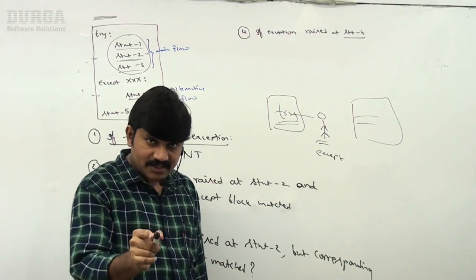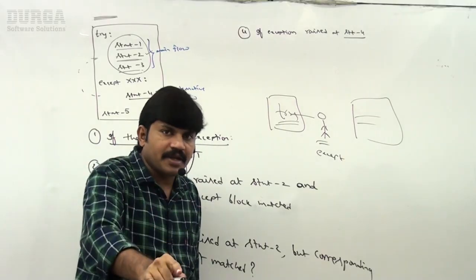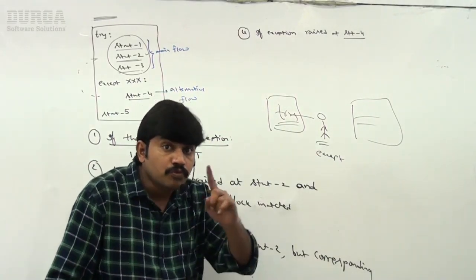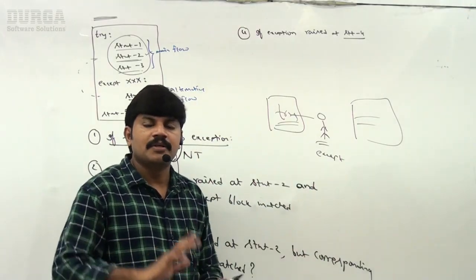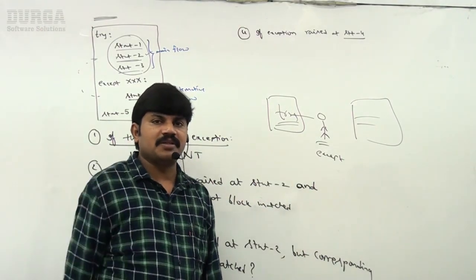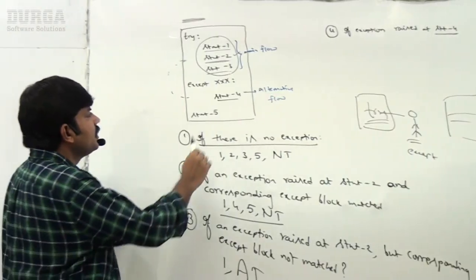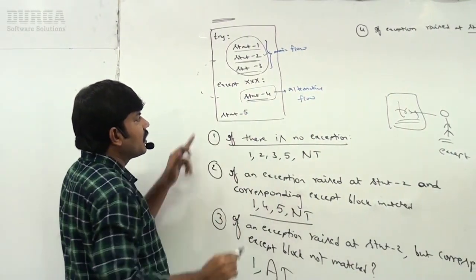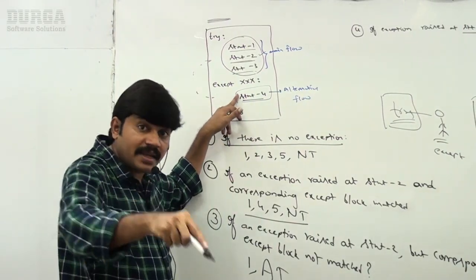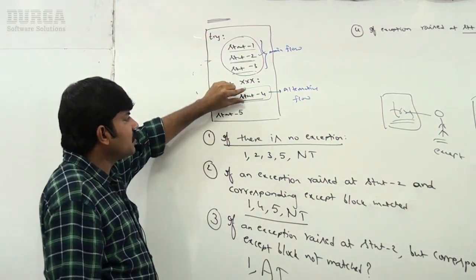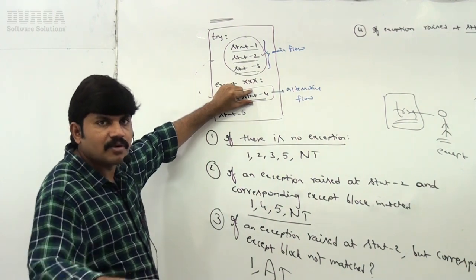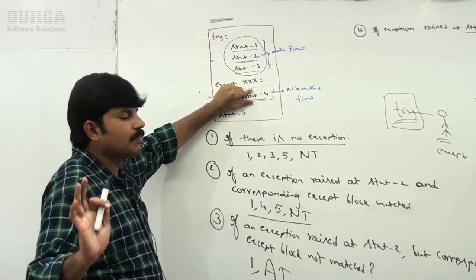Are you getting? That's why if any statement raises an exception which is not inside the try block, it is simply abnormal termination. Remember this one, sir. So here statement 4 is not in the try block. It is inside the except block, not in the try block. Always abnormal termination, because it is not inside try. No except block means abnormal termination.